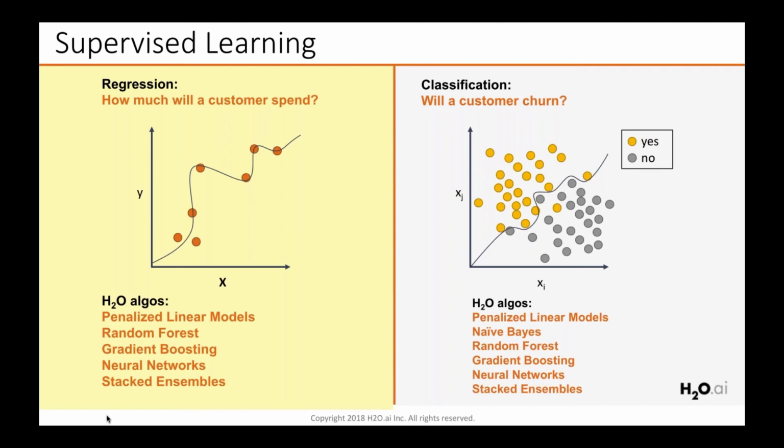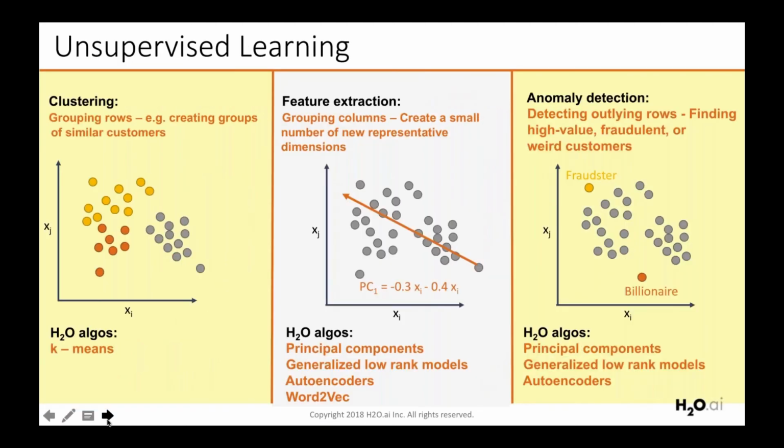Some of the machine learning algorithms that we offer in our H2O core platform are linear models, random forest, gradient boosting machines. We also offer deep learning, a feed-forward, fully connected neural network, and stacked ensembles, which will actually combine multiple algorithms together using a superlearner. Unsupervised learning algorithms are also offered on our platform.